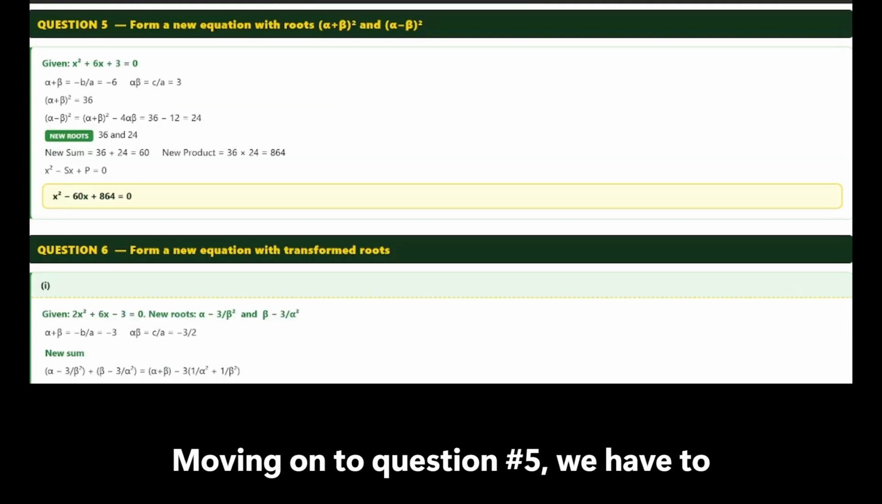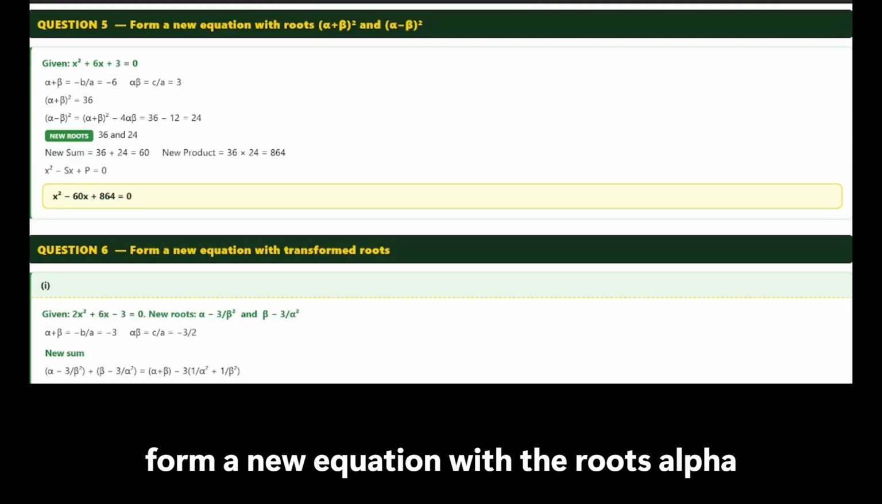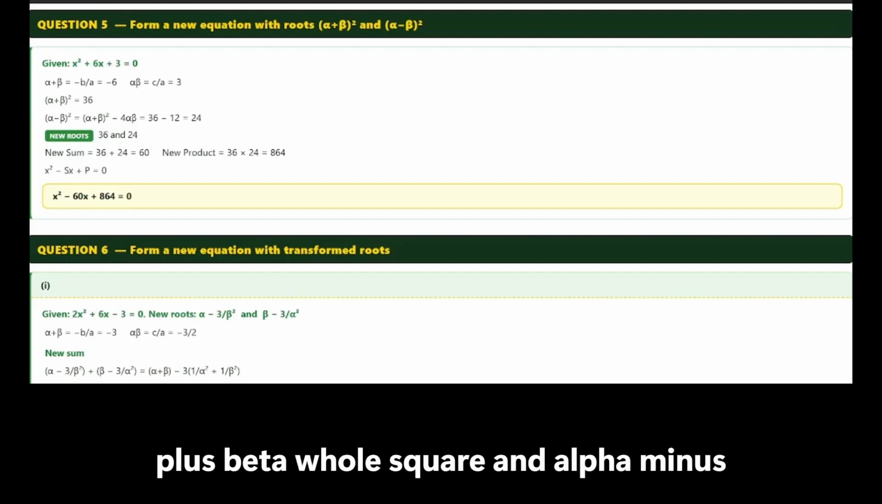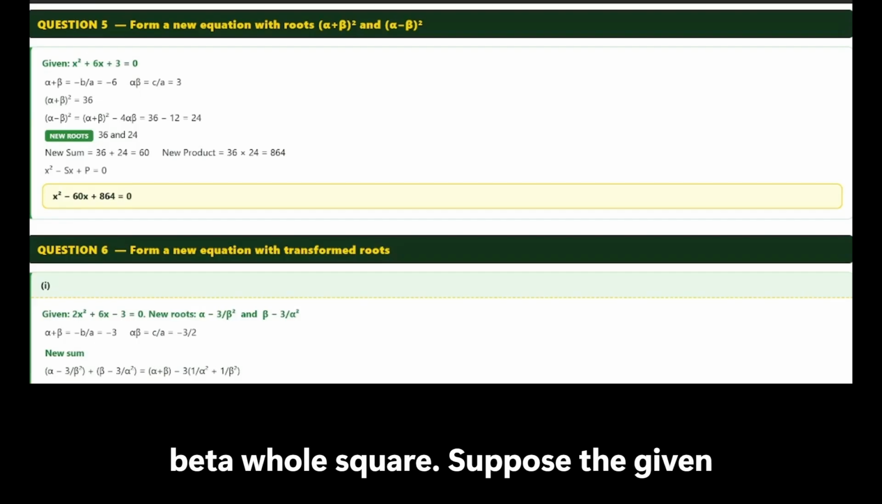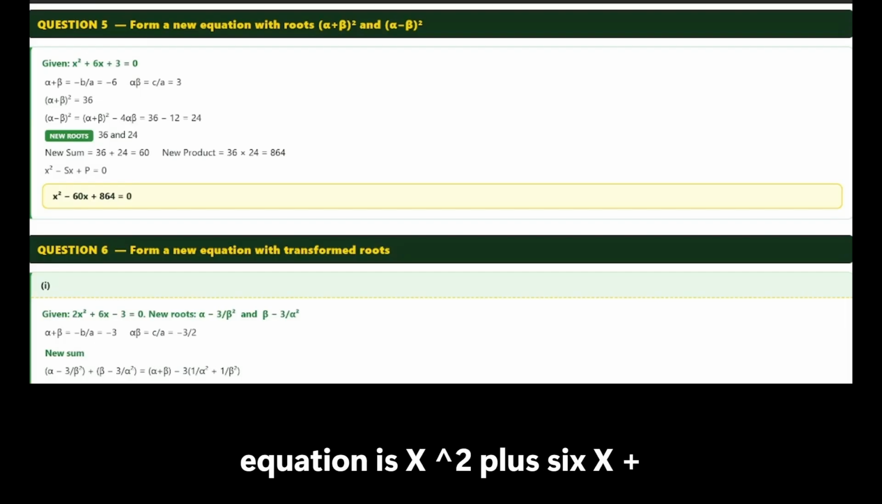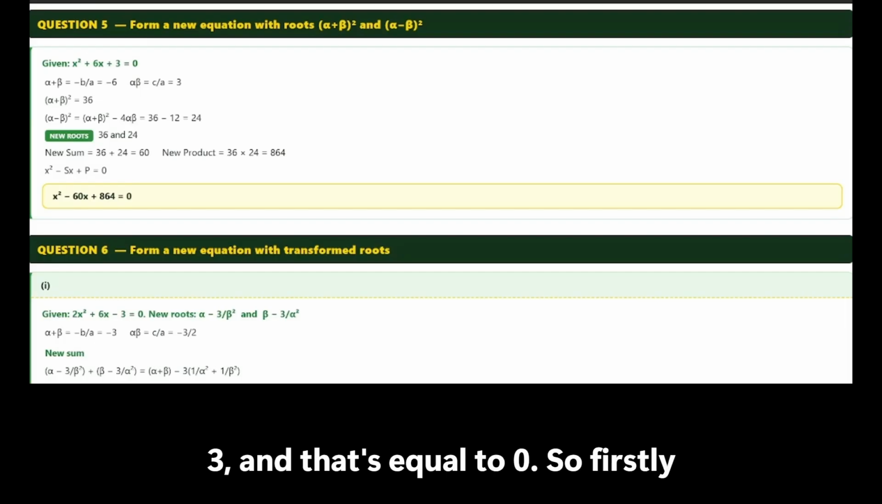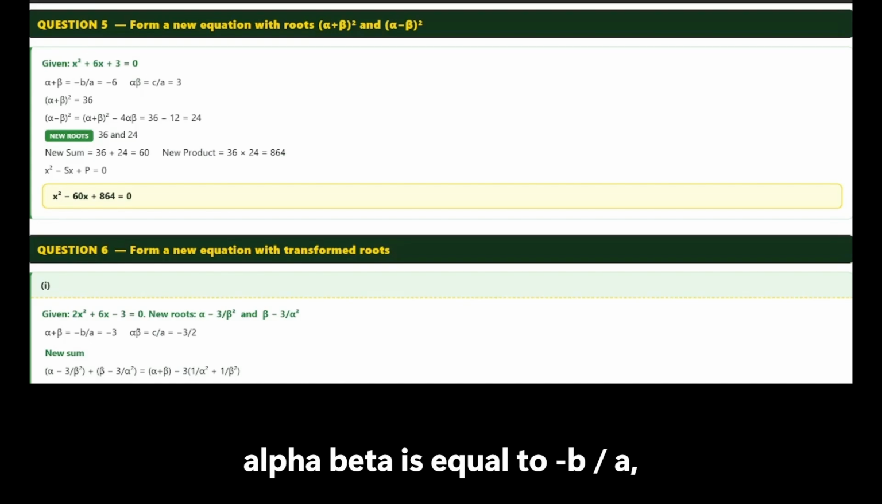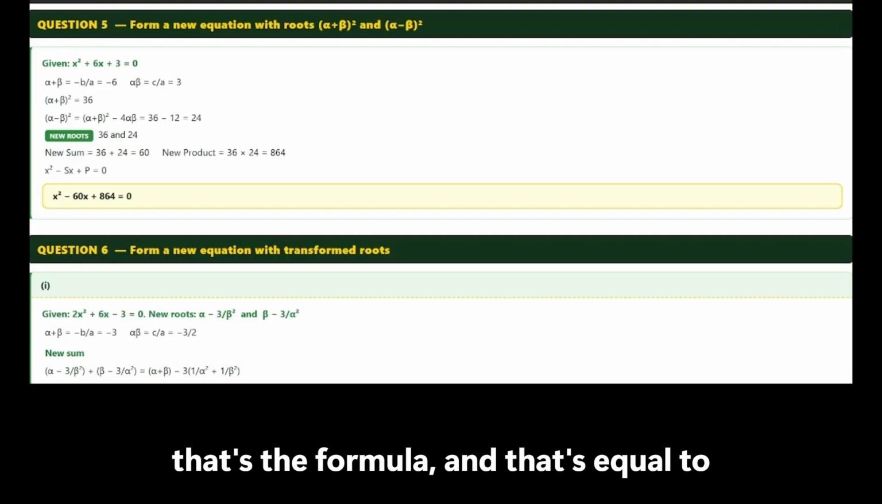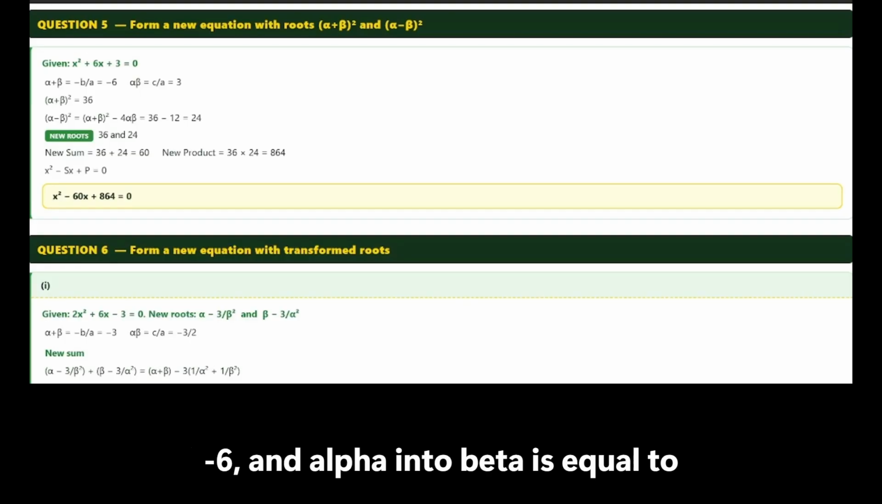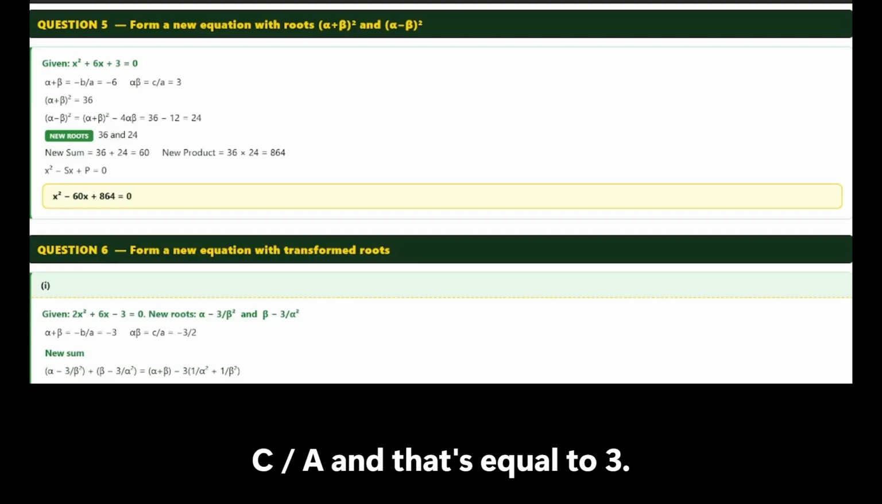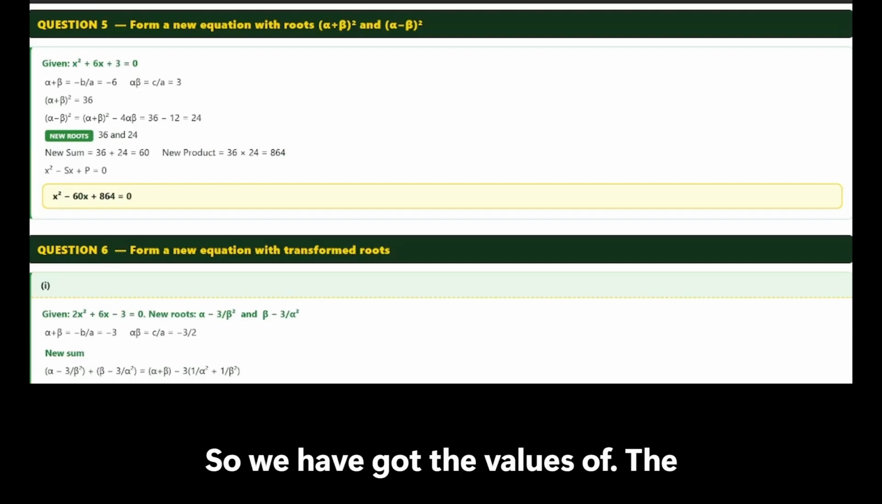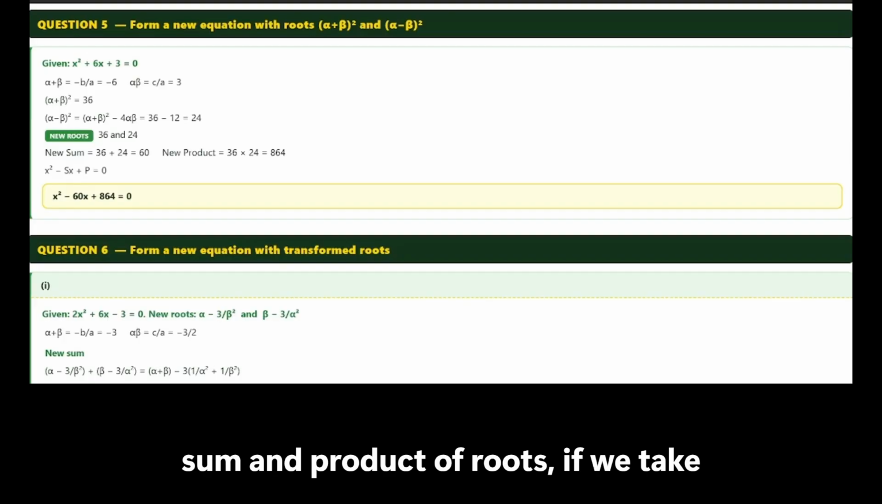Moving on to question number 5, we have to form a new equation with the roots alpha plus beta whole square and alpha minus beta whole square. Suppose the given equation is x square plus 6x plus 3, and that's equal to 0. So firstly, alpha plus beta is equal to negative b over a. That's the formula, and that's equal to negative 6. And alpha into beta is equal to c over a, and that's equal to 3. So we have got the values of the sum and product of roots.